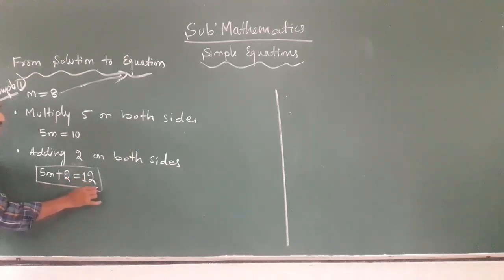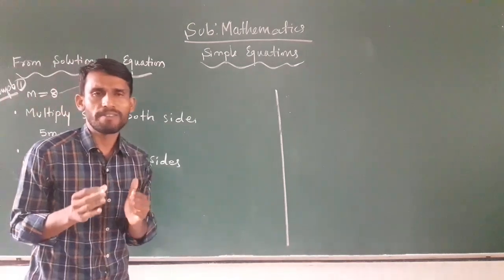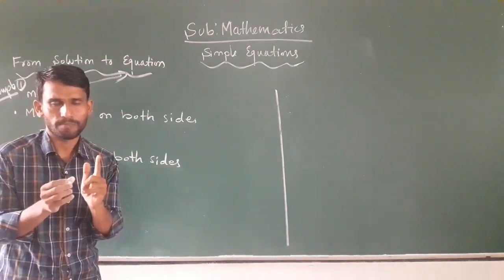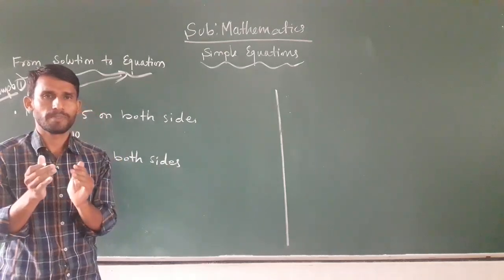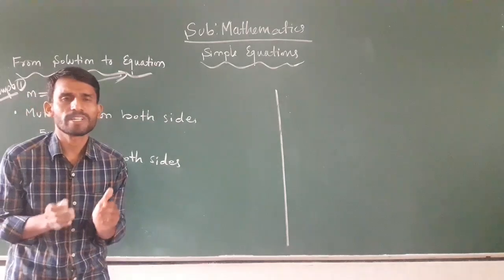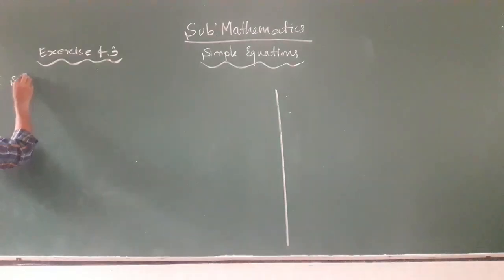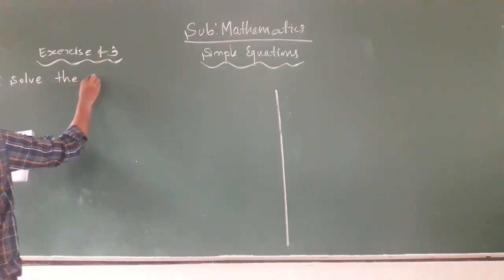This is the equation. Okay, dear friend, we have to observe that when we solve from equation to solution, we are getting only one answer. When you solve from solution to equation, we will get so many equations. Next I am taking exercise 4.3. Solve the following equations.